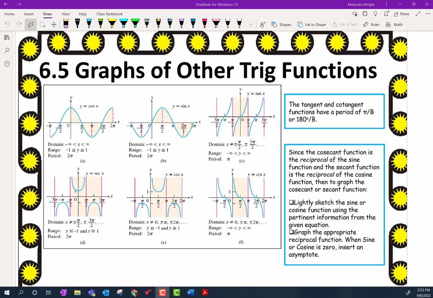All right, here we go, ladies. Let's take a look at the graphs of other trig functions.